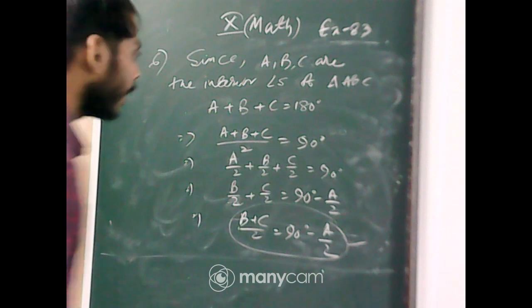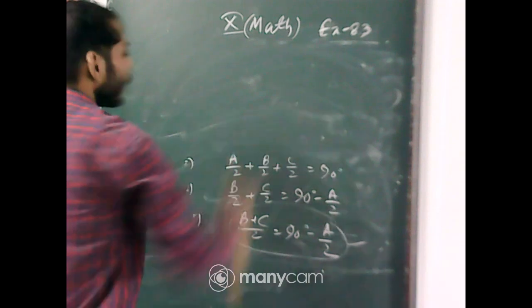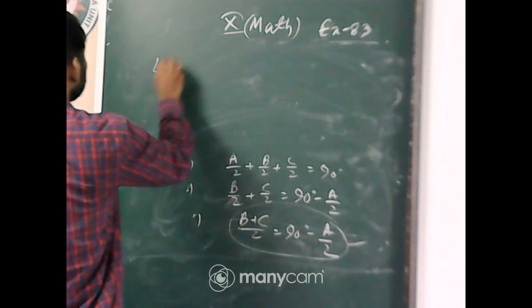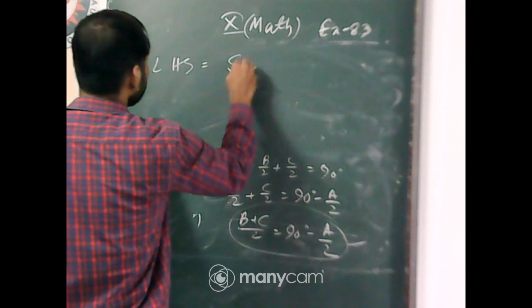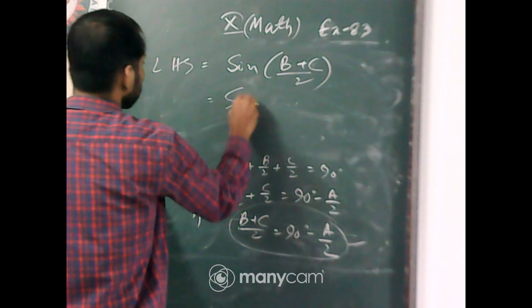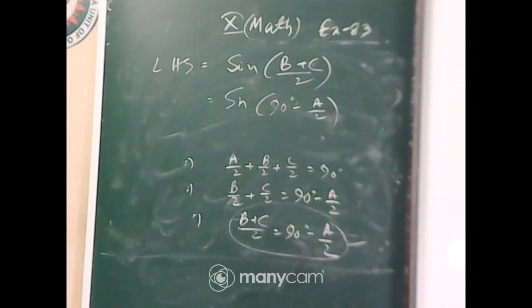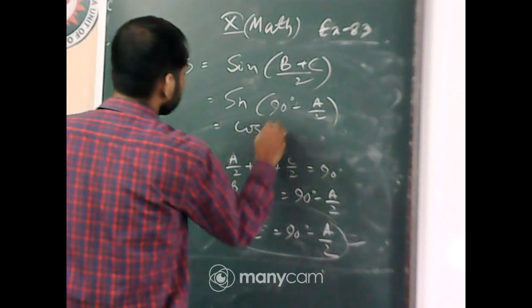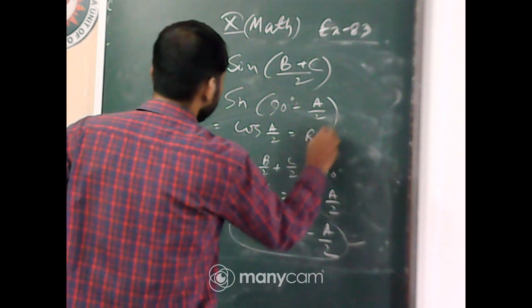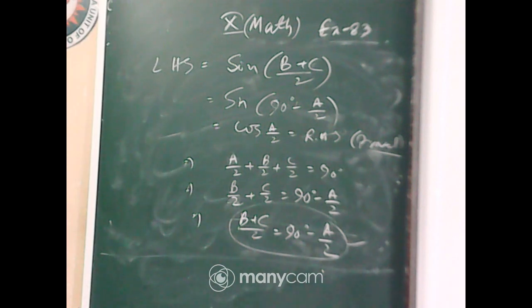Now move on to the LHS. I am rubbing the board upper portion. The LHS is sin (B plus C) by 2. That means it will be sin (90 degree minus A by 2). Now from the complementary relation we know that it will be cos A by 2, which is the RHS. Proved. Very good third question, this one. Is it clear to you? Tell me. Is it clear to you?